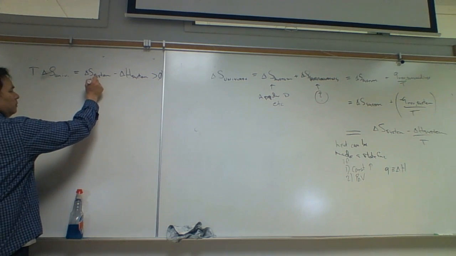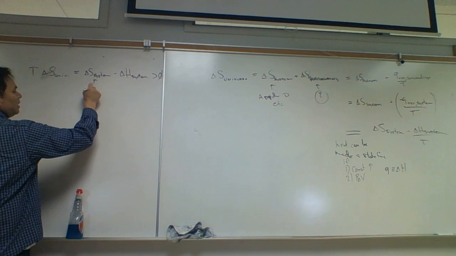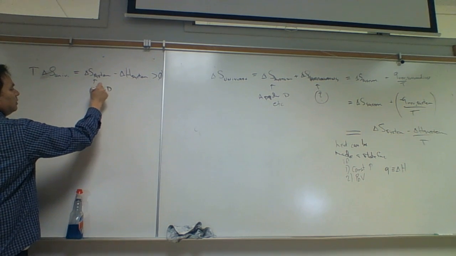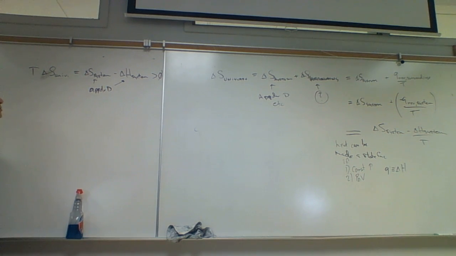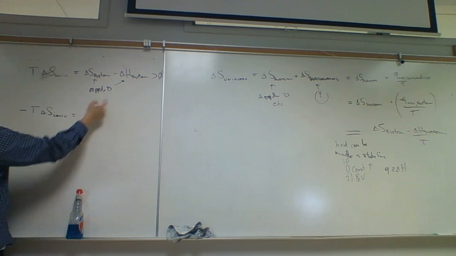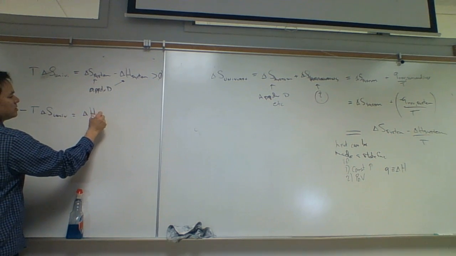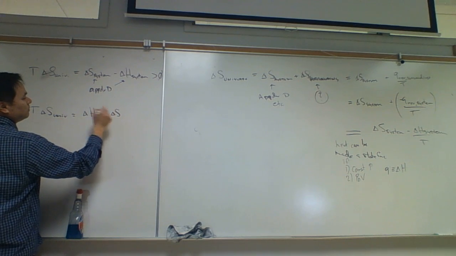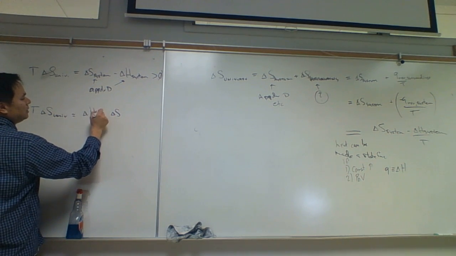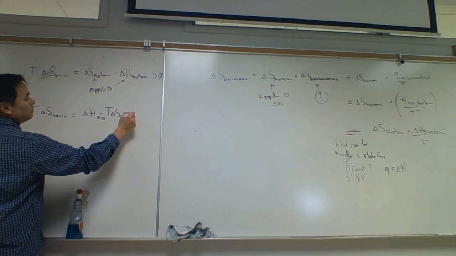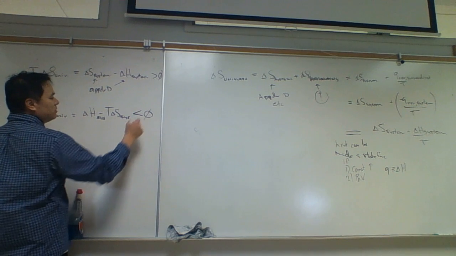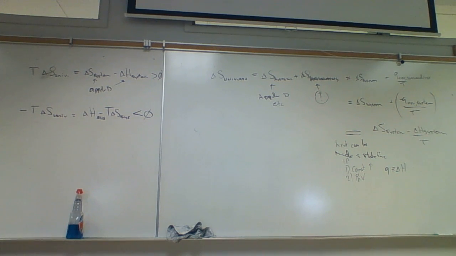We can calculate this using Appendix D data, or if we're given data, we'll just use that. Both of those are easy to calculate for a system. We're going to multiply by -1, so we get negative T delta S of the universe is equal to delta H of the system minus T delta S of the system. Since I multiplied by -1, I have to flip this, so this has to be less than 0. If that's less than 0, then the entropy of the universe is going up. Temperature is always positive; it's the absolute temperature.